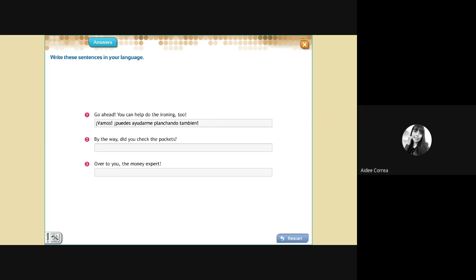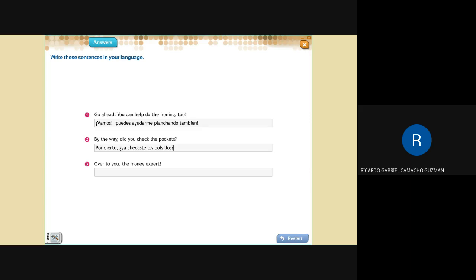Sería, por cierto, ¿ya checaste los bolsillos? Ok, that is good. Por cierto. So it is, por cierto, coma, ¿ya checaste los bolsillos? Ahora sí, como les decía, ese tipo de traducciones pueden irse modificando dependiendo del lugar.